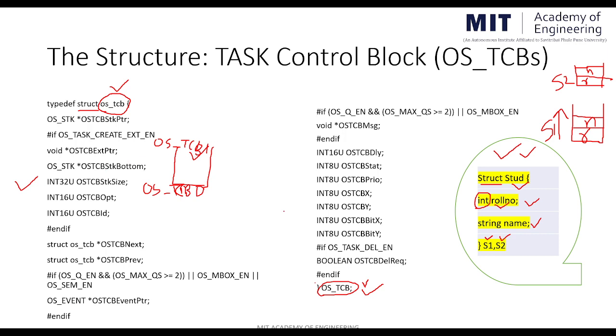This means the structure has OSTCB as the name of the structure, and OS_TCB in uppercase letters as the variable of the structure. And if you realize, we can create a number of variables of the same structure, meaning we can create a number of memory blocks with the same structure. Okay? So this is all about the structure name and the structure variable. Now we have to look at the structure members. So all these are the structure members.